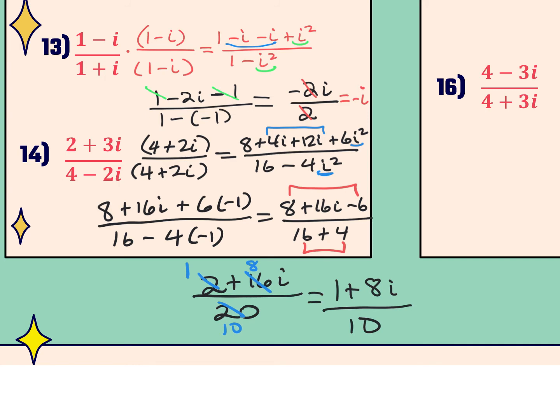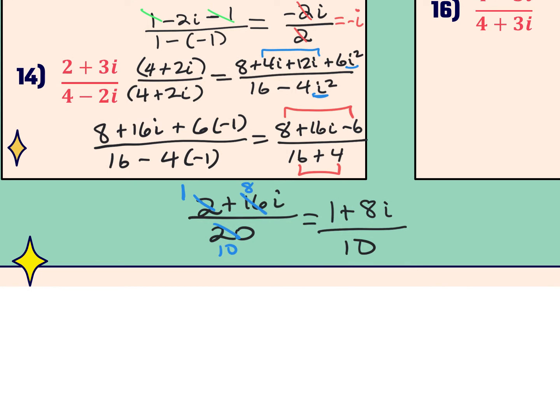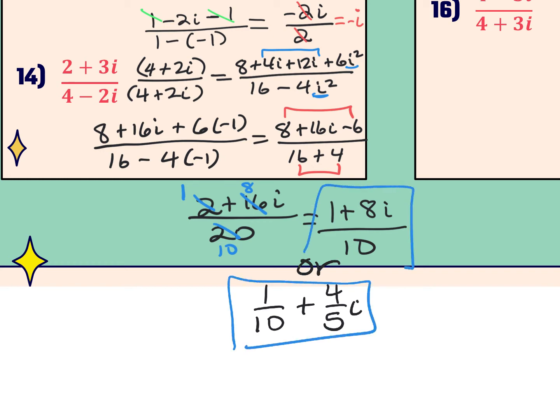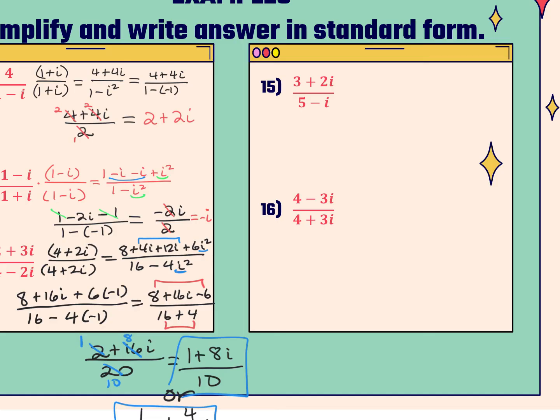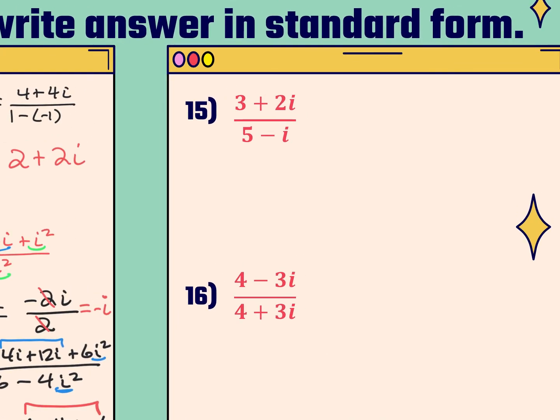If you want to pull it apart because you want to simplify that 8 over 10, you could do 1/10. And then when you put the 8 over 10, you could simplify that to 4/5 i. So either answer here is acceptable. Okay, so two more to do with rationalizing by multiplying by the conjugate.